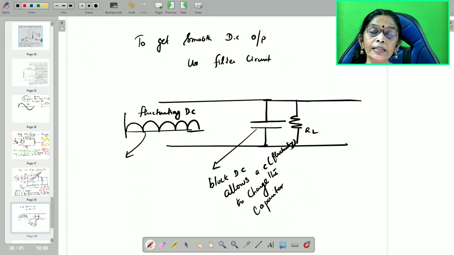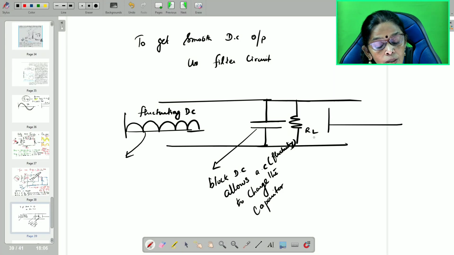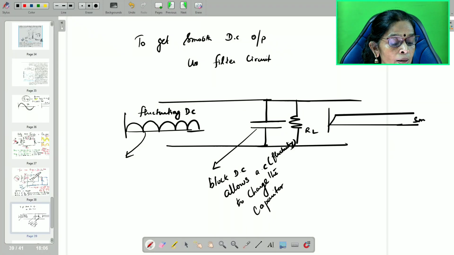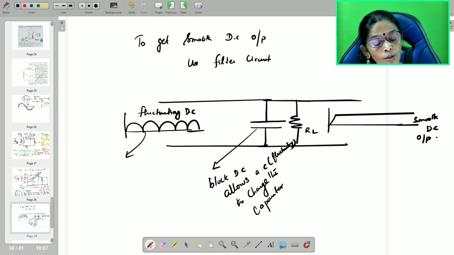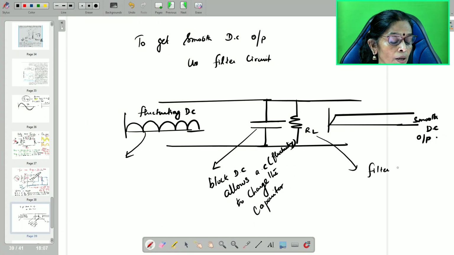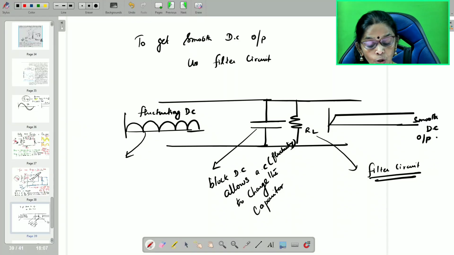So when it is allowing AC to charge the capacitor, once after charging, what will happen? It does not allow the DC current, hence DC will be dropped across it and you will get a smooth DC output. Since you are getting smooth DC output over here, this is called a filter circuit, because it is filtering out the AC component and then you get a smooth DC output.